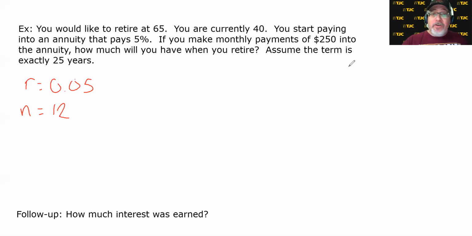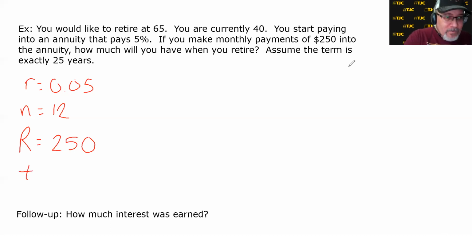Our payments are $250, that's capital R. I really wish you could use capital P for payment, but P means principal. This isn't principal. Principal is everything you put up front, and that's it. These are regular payments. How much do we have when you retire? Assume the term is exactly 25 years. So we have T is equal to 25.